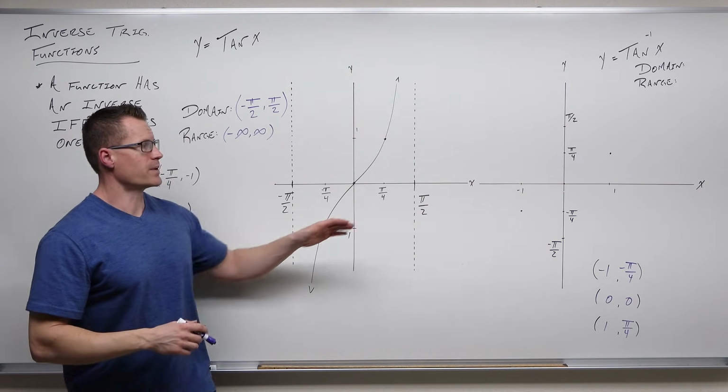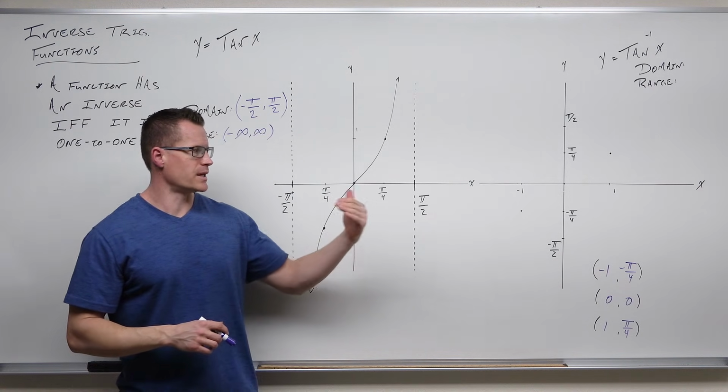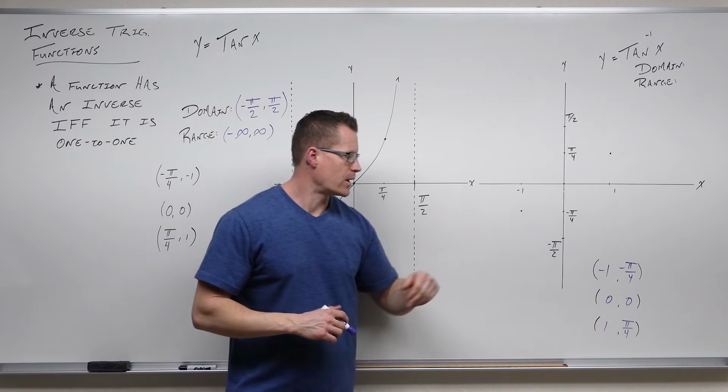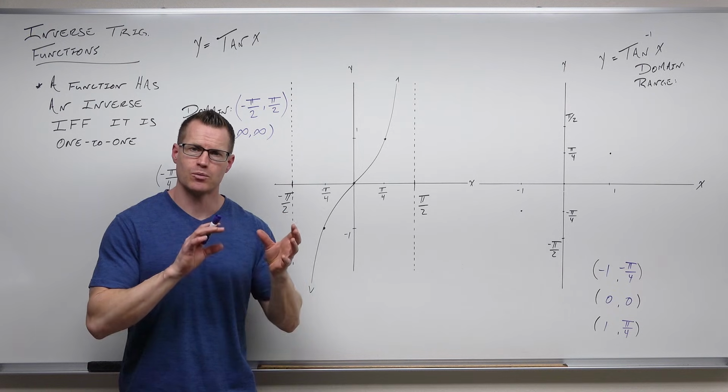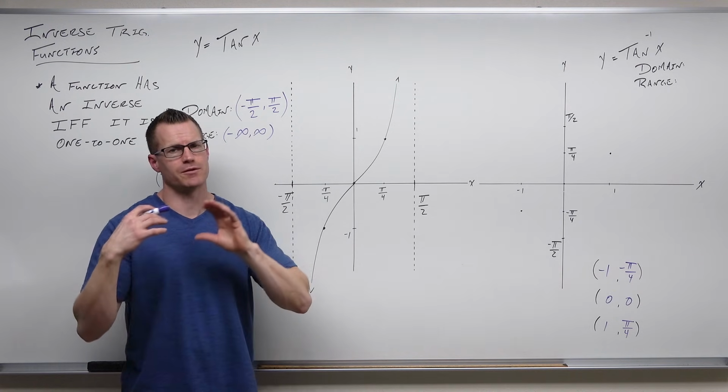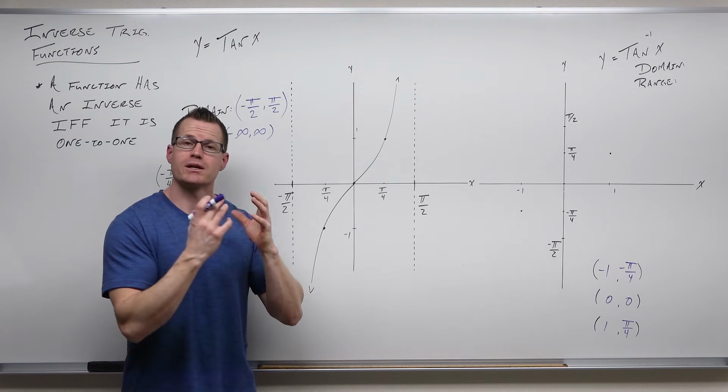And so we've shown that. We have a few points right there: negative 1, negative pi over 4; 0, 0; and 1 comma pi over 4. Inputs and outputs switch. X's and Y's switch between a function and its inverse. Domain and range also switch.